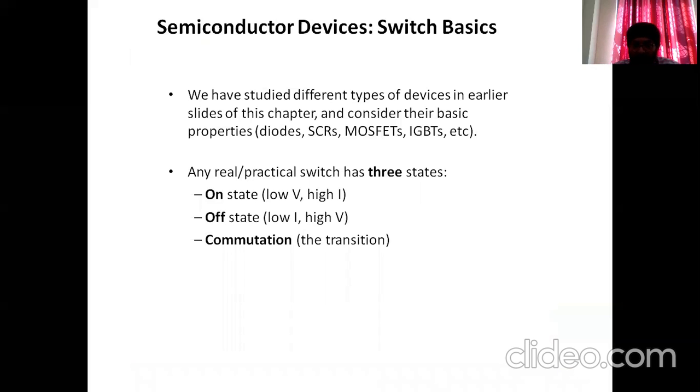Operating states of switches: again, we know there are two states, and a third state is commutation, the transition state. Normally this commutation state is not a stable state. It is a transition state. So the two stable states possible in any switch are on state and off state. Transition is always a transition phase, which is not stable. It has to change. So in that case, we can say two stable states and one quasi-stable state.